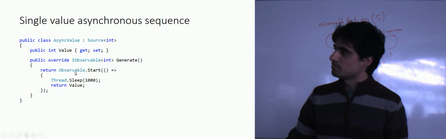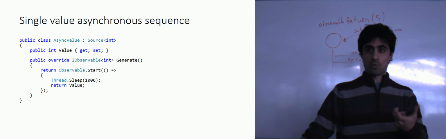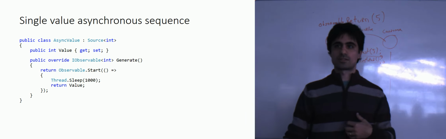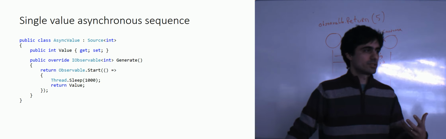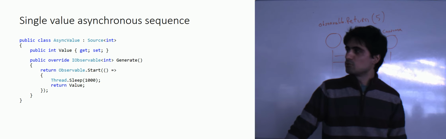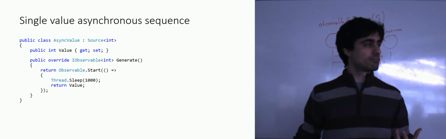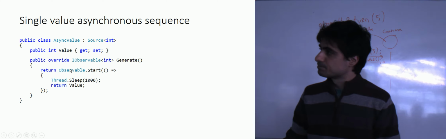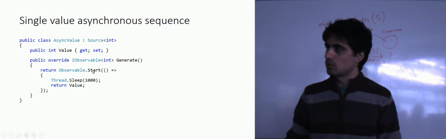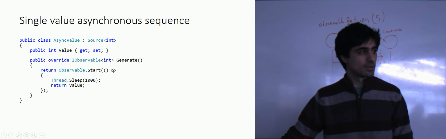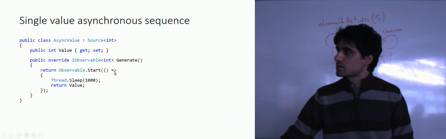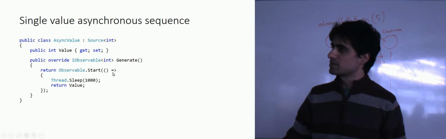Now the difference with this asynchronous sequence is that imagine you wanted a sequence that produces one value, but let's say that value takes a long time to compute. Let's say it may take an hour or more, something like number crunching. And you don't want your consumers to block while the value is being computed. This is the idea of pushing. So you can create an observable, now not with return, but with this function called start. With start, you pass it a function. This is another one of these lambdas that I was describing earlier. The parentheses here just mean that it has no arguments.